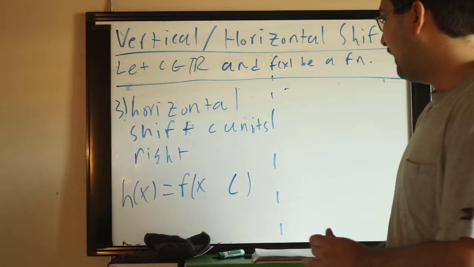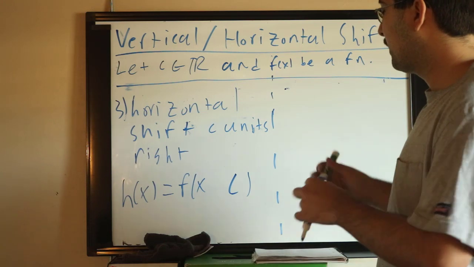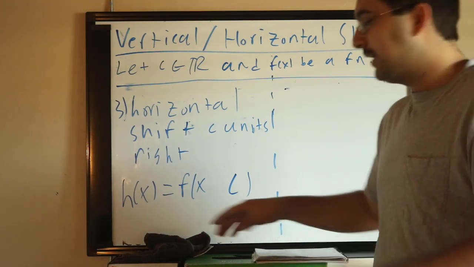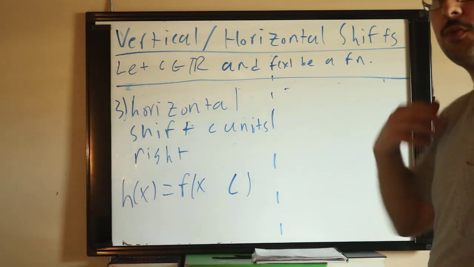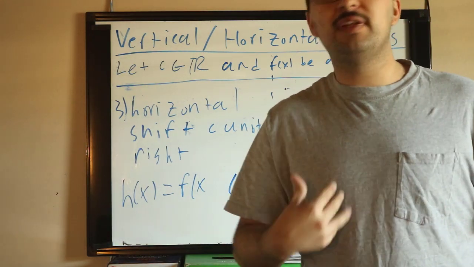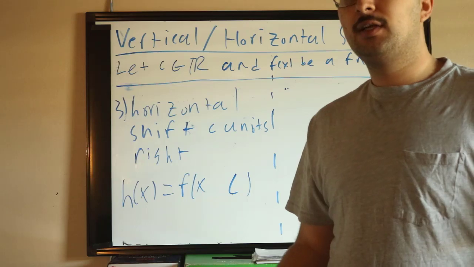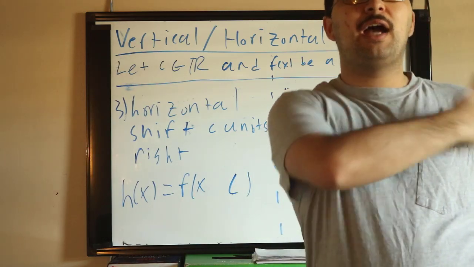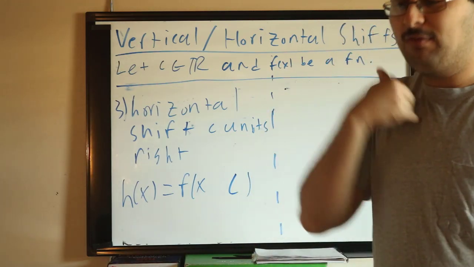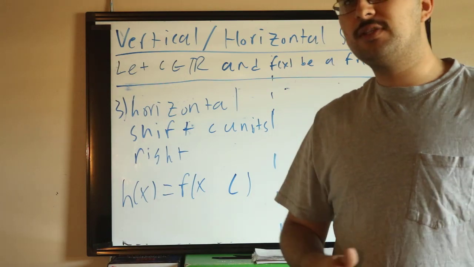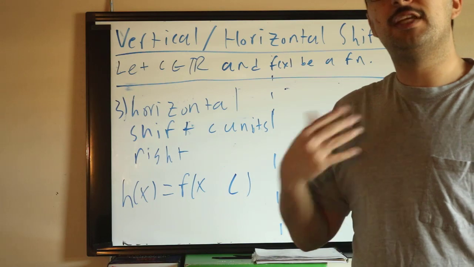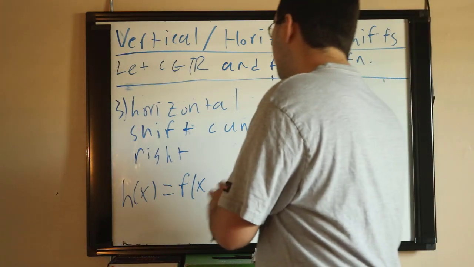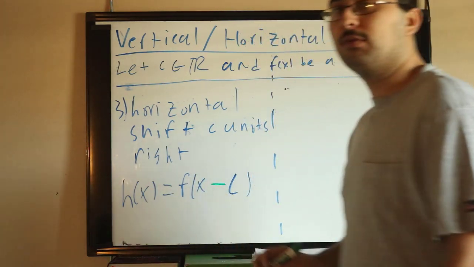Now here's where we have to be careful. We want to move to the right. The right is the positive direction. So our gut instinct, intuitively, is that we should add C. If I want to move to the right, I should be adding C to x. This is where you have to be careful. Horizontal translations are counterintuitive. It's the exact opposite of what we think should happen. We need to subtract C if I want to move to the right.